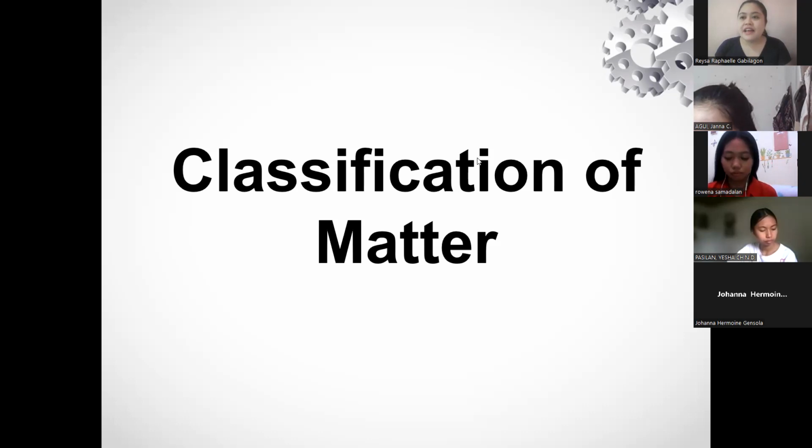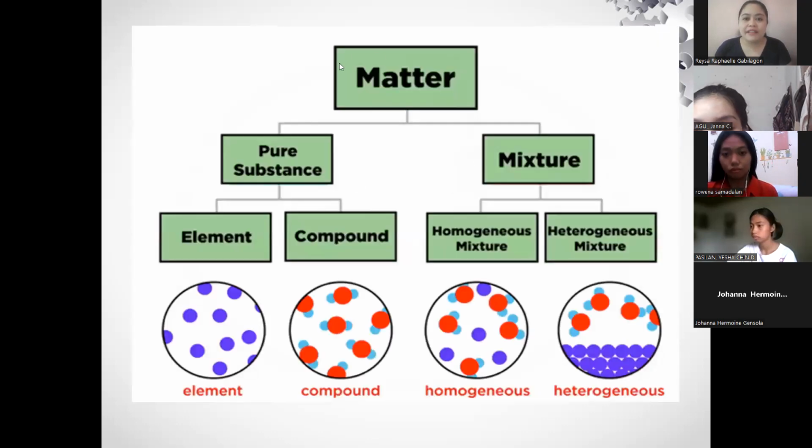Okay? Sige, let's have the classification of matter. So last time again, we defined this. It's anything that occupies space and has mass. Now, matter is classified into two. We have the pure substance and the mixture. Let's concentrate first on our pure substance. Our pure substances are further classified into two. We have the elements and the compounds.